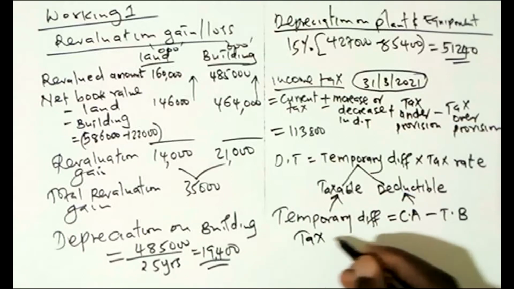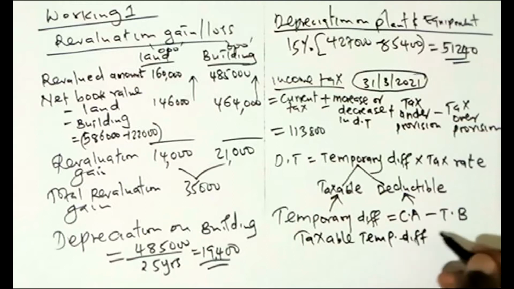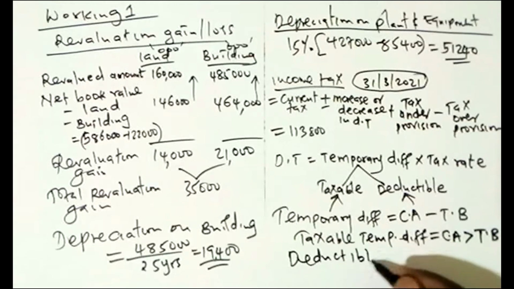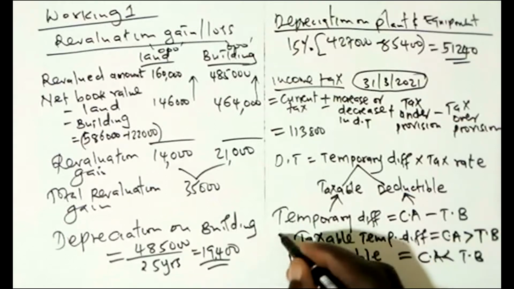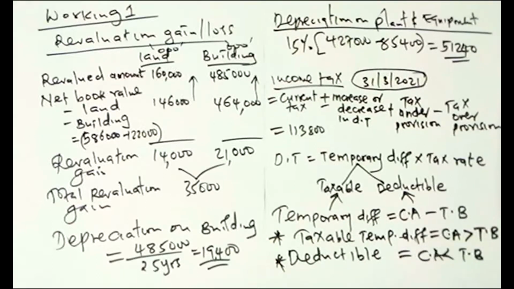The taxable temporary difference is where you find that the carrying amount is greater than the tax base. The deductible temporary difference is where the carrying amount is less than the tax base. The taxable temporary difference leads to a deferred tax liability, while the deductible temporary difference leads to a deferred tax asset.